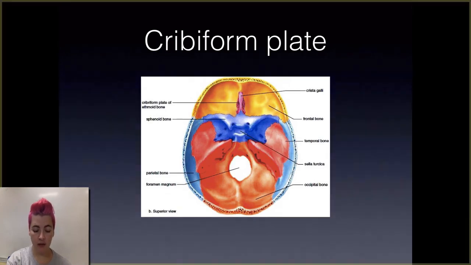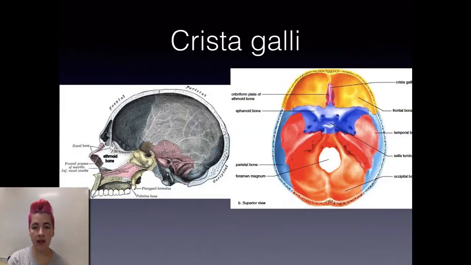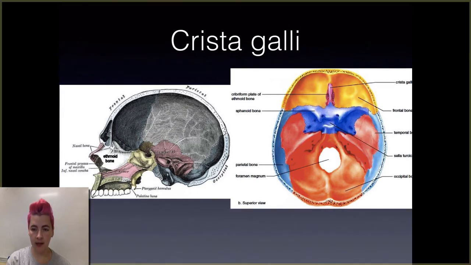We have the cribriform plate. The cribriform plate surrounds that there. Then we have the crista galli. The crista galli is the attachment point for the membranes that encase the brain. It is in the center of the cribriform plate. It is here. It actually, when you look at it from the side, it sticks up. So looking at it here, it is this portion here that sticks up. Make sure you look at the skull we have in class to kind of get a better idea of what the crista galli looks like.